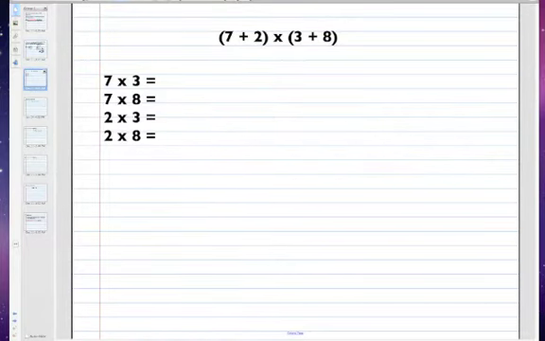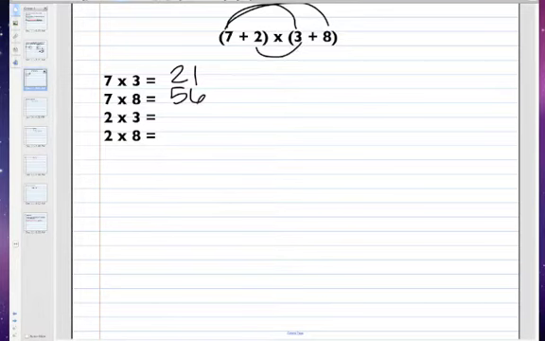Let me show this to you in a slightly different problem. Let's say we have (7 plus 2) times (3 plus 8). Applying the distributive property, I'll have 7 times 3 is 21, 7 times 8 is 56, 2 times 3 is 6, 2 times 8 is 16, and I'll add those products together.